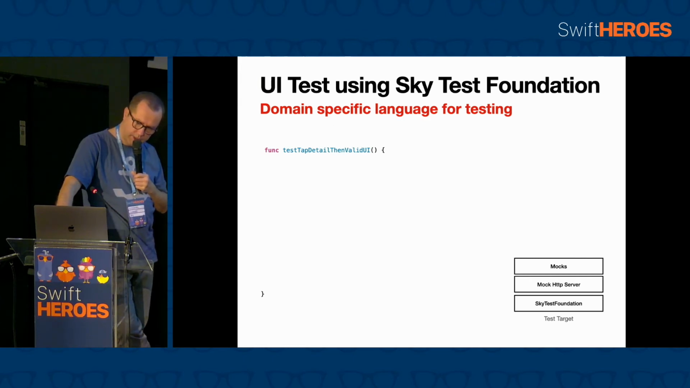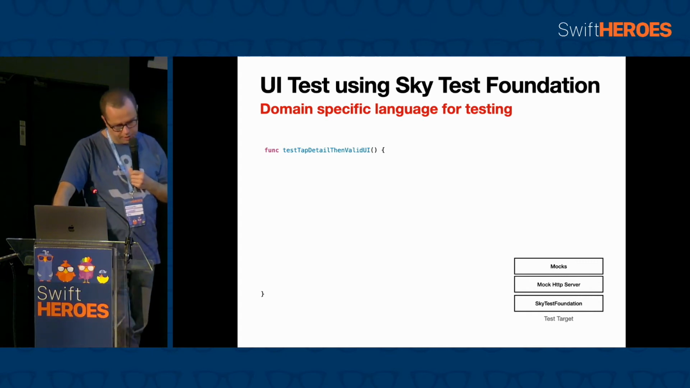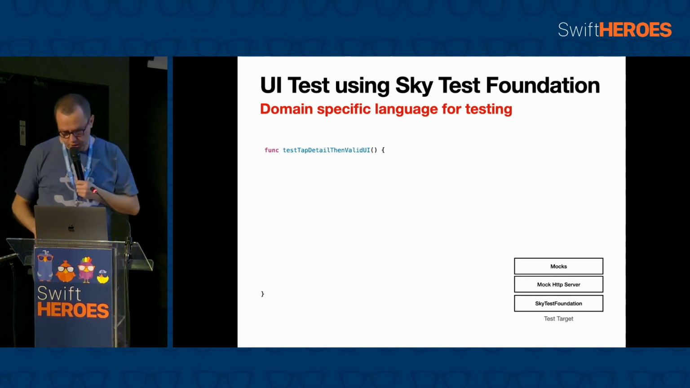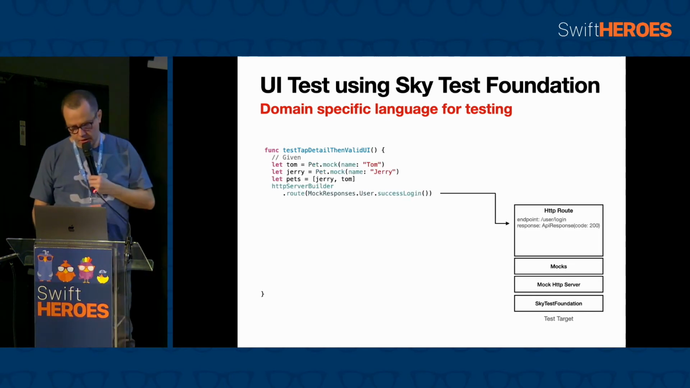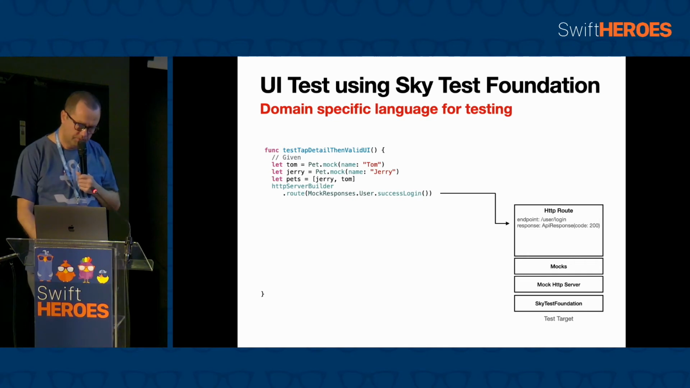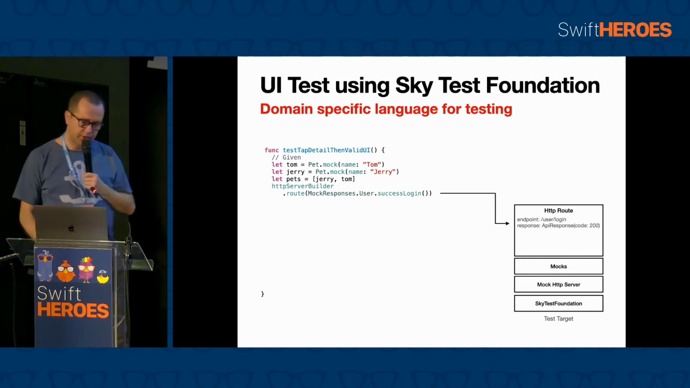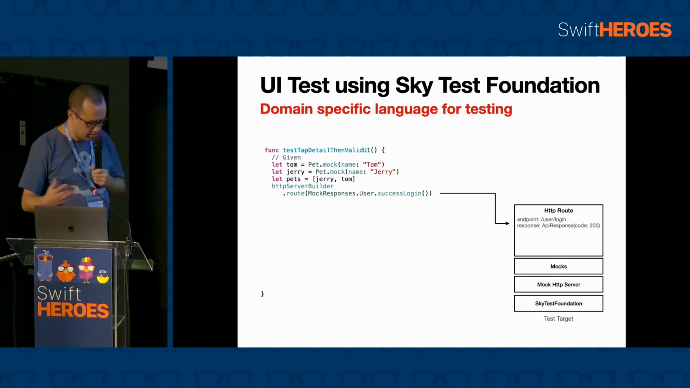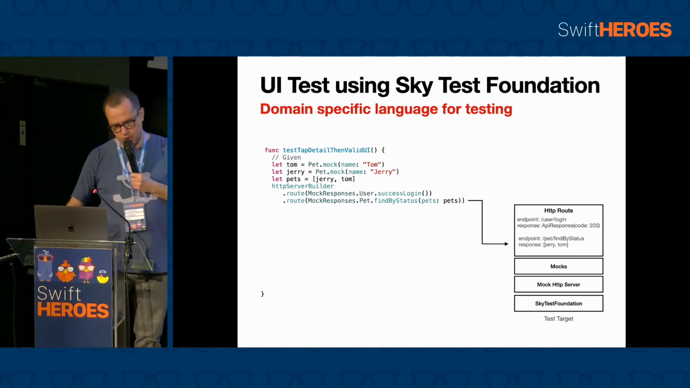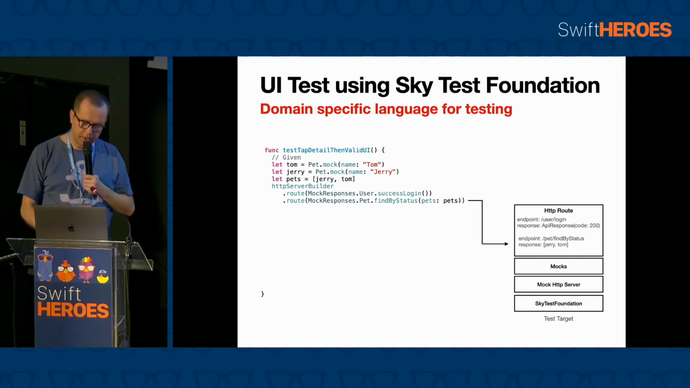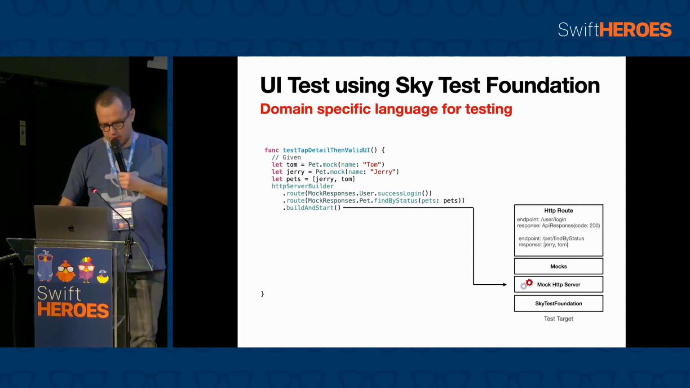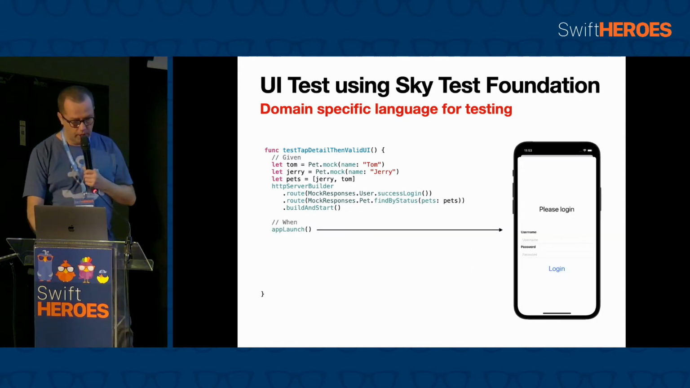Now we can see how we describe this user story using the domain-specific language provided by SkyTest Foundation. In the given section, we define HTTP responses using our generated mocks. We define routes; the HTTP server builder is provided by SkyTest Foundation. We define the second HTTP route, required by this user story because we want to show a pet list. We start the mock HTTP server. We launch the app.